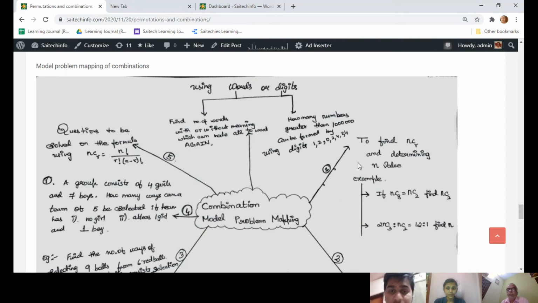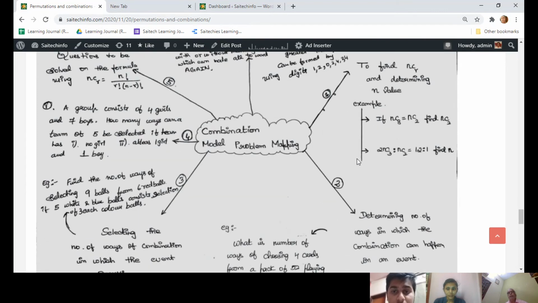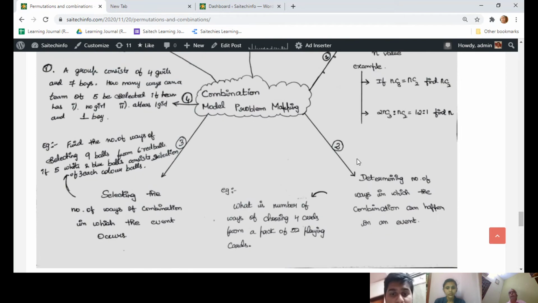And the second is also the same, where they will give the question as 2nC3 is to nC2 equals 12:1. By giving the values and the ratios, they'll ask to find the value of n. Second, to determine the number of ways in which a combination can happen in an event. They'll give a question and ask to find the occurrence of the combinations.